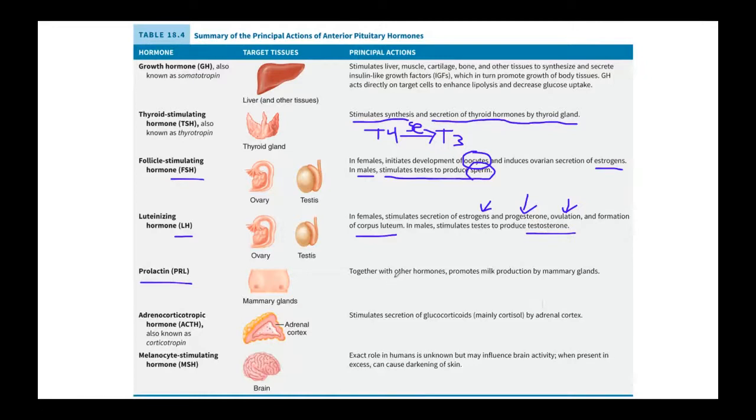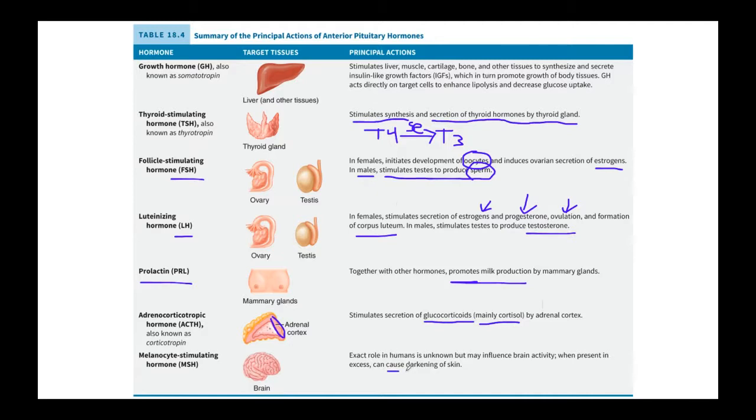Prolactin, PRL, it's involved in promoting milk production. Now, when we look at the adrenal gland, we'll see that there's an outer shell to it, right? This portion is the adrenal cortex. And then in the middle, that little triangle in the middle is the adrenal medulla. So the adrenal cortex is involved in producing glucocorticoids, mainly cortisol.